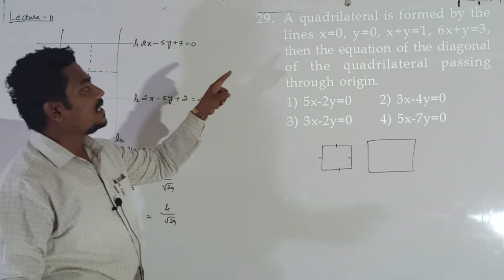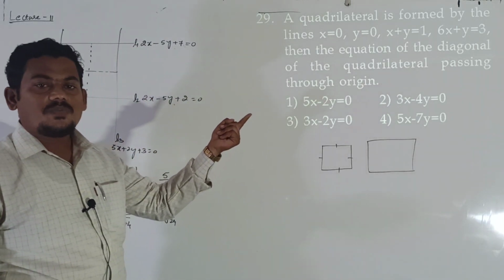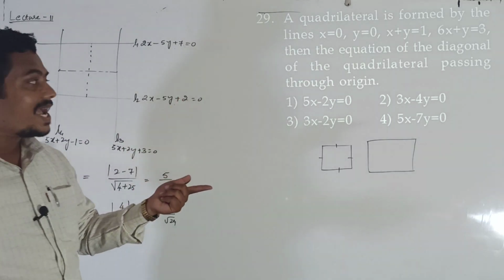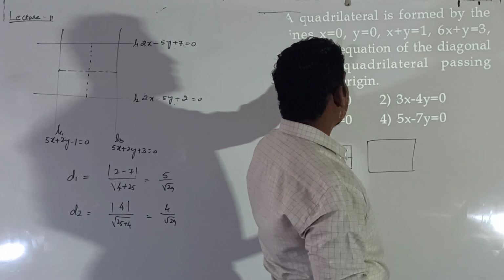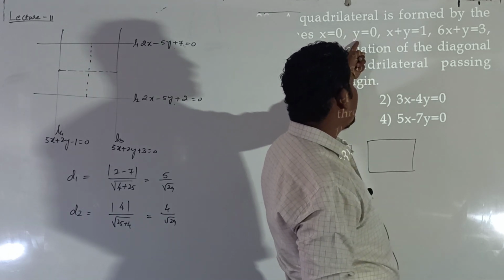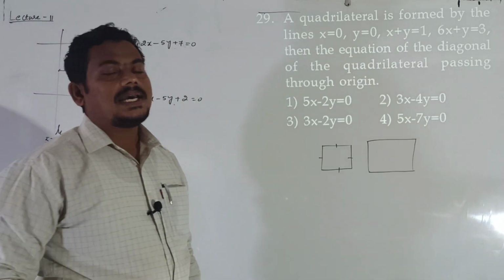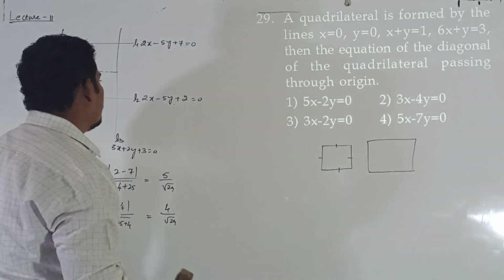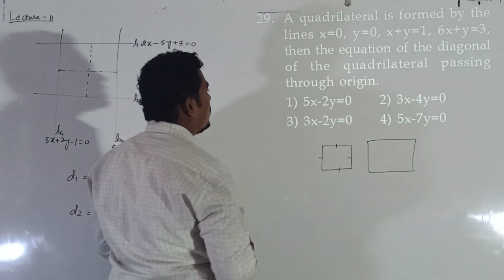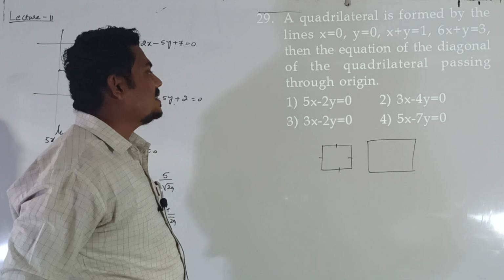A quadrilateral is formed by the lines x equal to 0, that means the y axis, and y equal to 0. Here 4 lines are given. x equal to 0 is one line, y equal to 0 is another line, x plus y is equal to 1 is the third line, and 6x plus y is equal to 3 is the fourth line. Then find the equation of the diagonal of the quadrilateral passing through the origin.